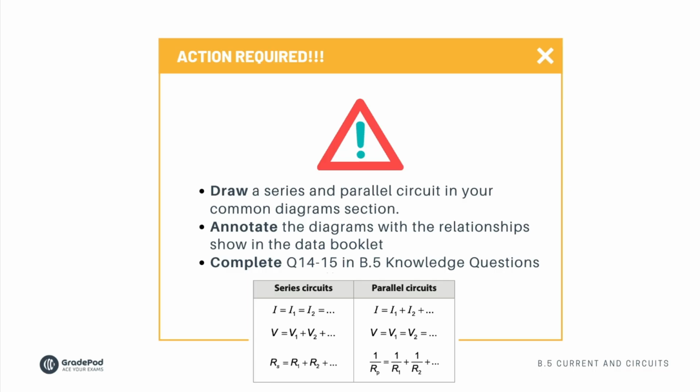Annotate each diagram with the relationships shown in the data booklet, and I've put them below here for you. Then head to questions 14 and 15 in the knowledge questions that you can find downloaded below.